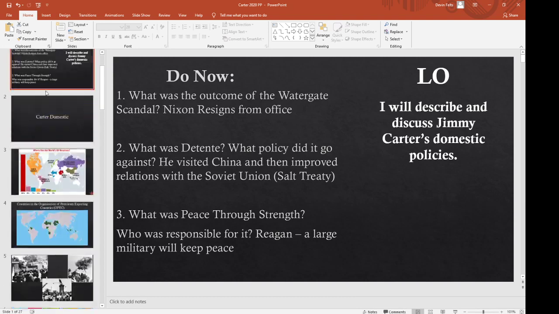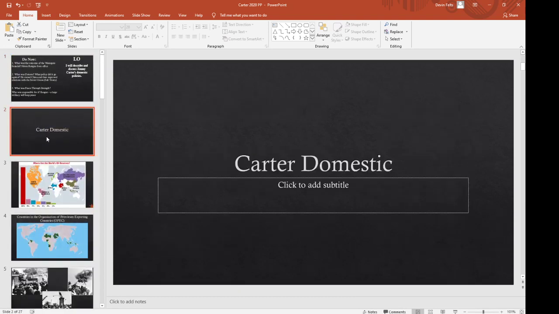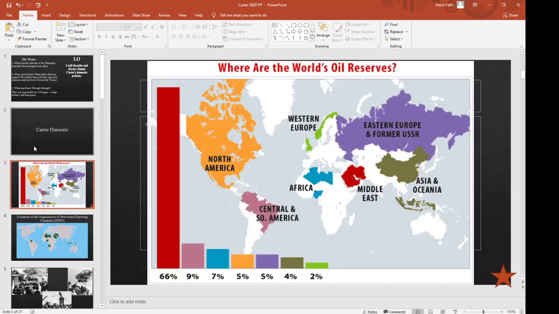Okay, so guys, we're going to move on to Carter. We covered Nixon, I think, during our last class session, and so today we're going to talk about President Carter. Basically, Carter rolls into office once Nixon is removed, and unfortunately, his presidency is marked, and people remember it because the economy was so bad during his presidency. So we're looking at this map right here. This is just a picture of where the world's oil reserves are.